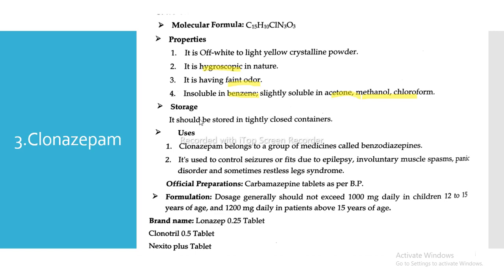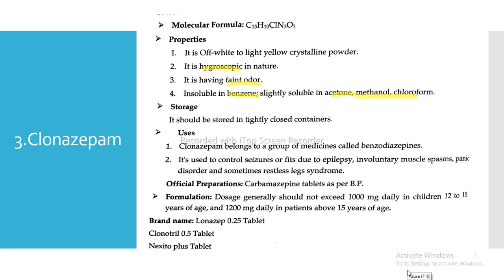Next are storage conditions. It should be stored in a tightly closed container. Uses: clonazepam belongs to a group of medicine called benzodiazepine. We have seen it in the classification. Next, it is used to control seizures. We have seen what seizures are: fits, jerks, abnormal movements in a person who has a mental disorder, fits due to epilepsy or involuntary muscle spasm.